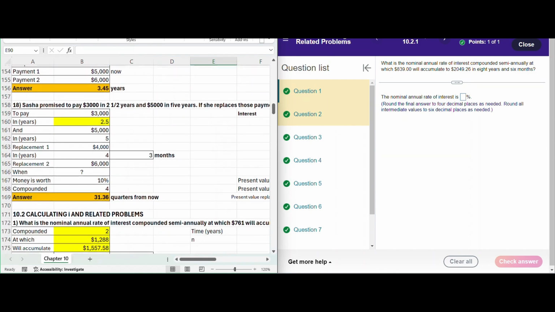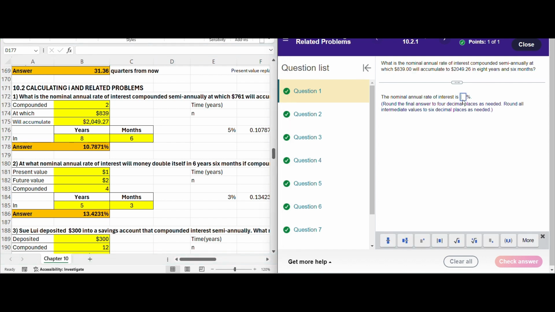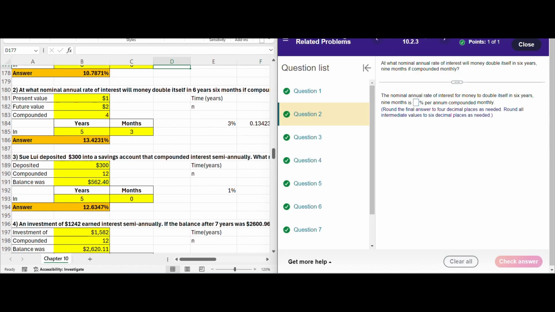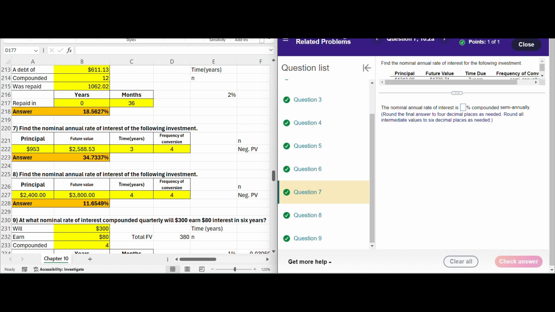So let's do some exercises of part 2 of this chapter, calculating I and related problems. So let's do the first one. Okay, it is important to enter the values correctly, otherwise we will get a wrong answer, and we don't want to get that. So take the time and spend a few seconds to revise if all the values are entered properly. Okay, we have one question done. Now let's choose another one, and you can see how easily you can solve these problems with this Excel worksheet.